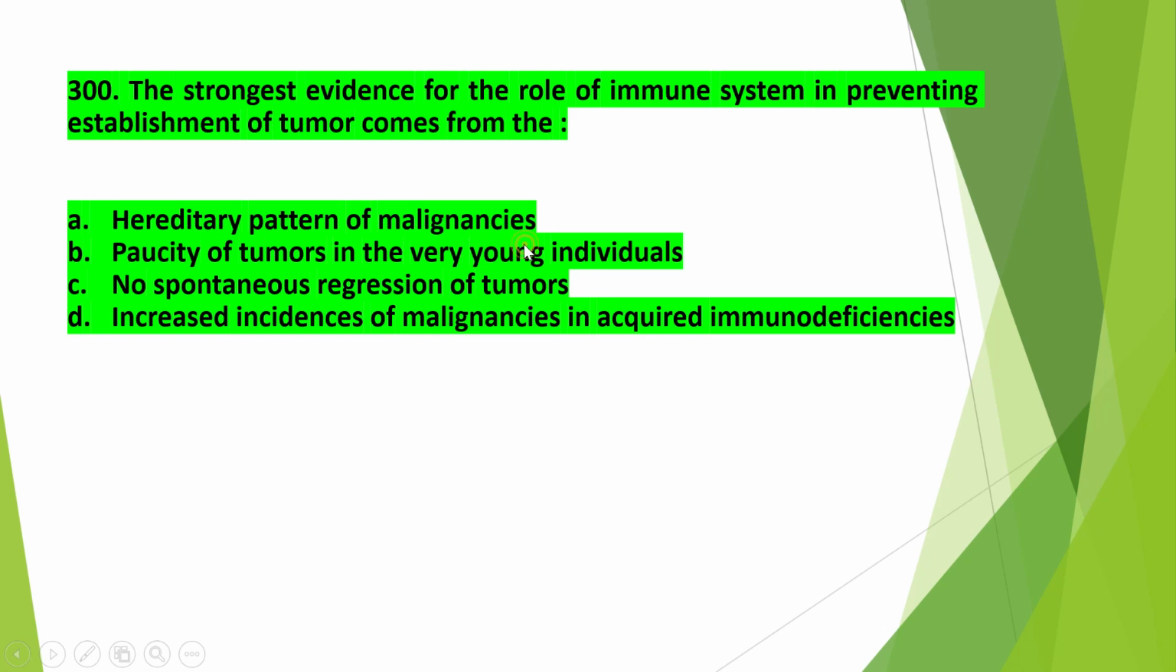Okay, so the last question of this series of this video is, the strongest evidence for the role of immune system in preventing establishment of tumor comes from the hereditary pattern of malignancies, punctuality of tumor in the very young individuals, no spontaneous regression of tumor, or increased incidences of malignancies in acquired immunodeficiency. And the right one is option D, that is increased incidences of malignancies in acquired immunodeficiencies.